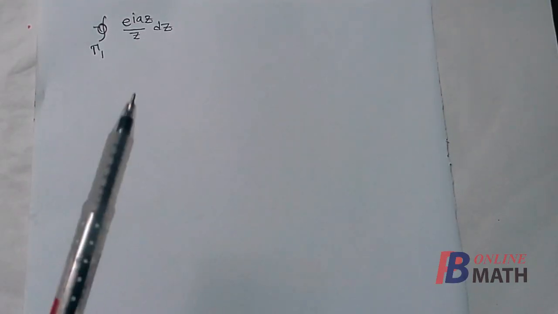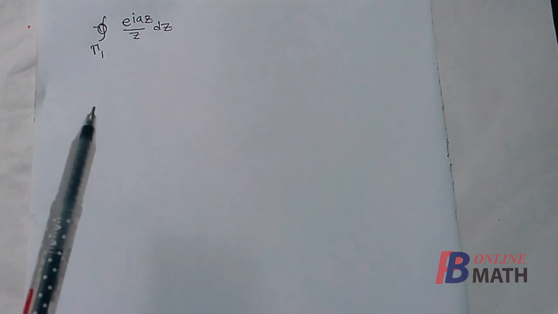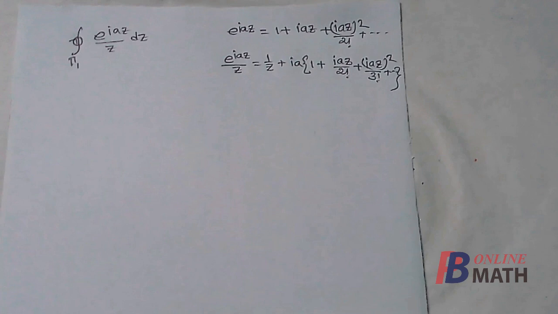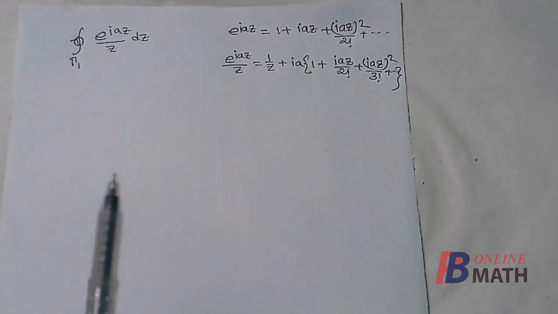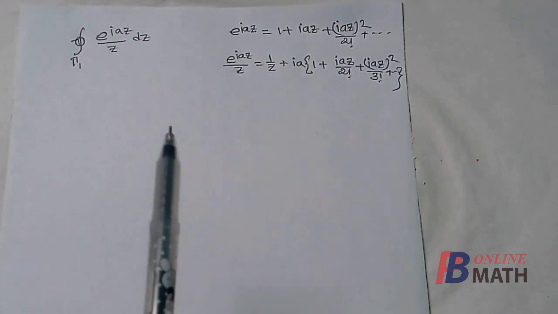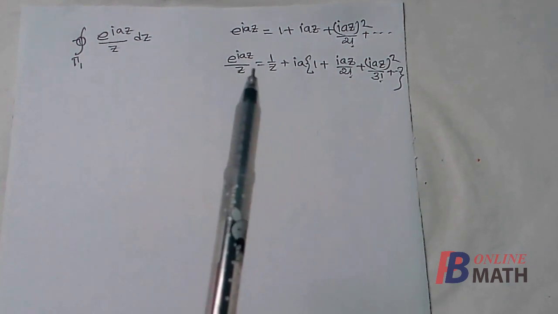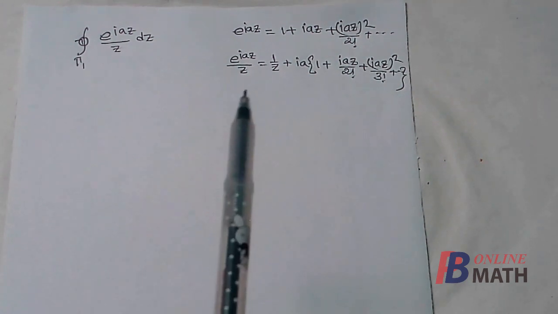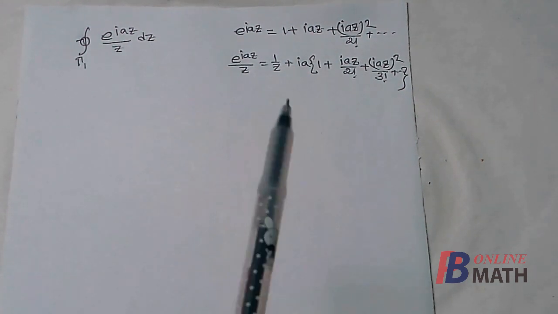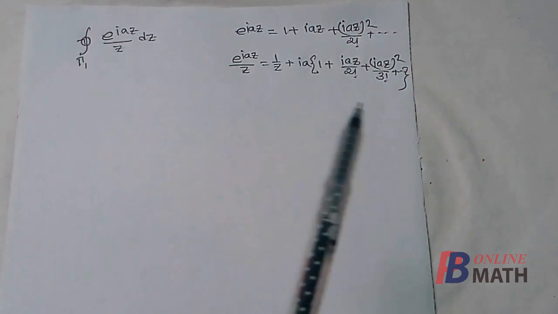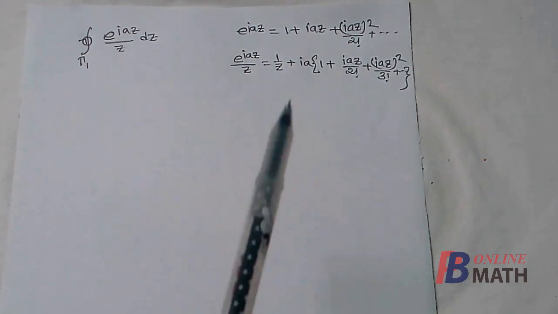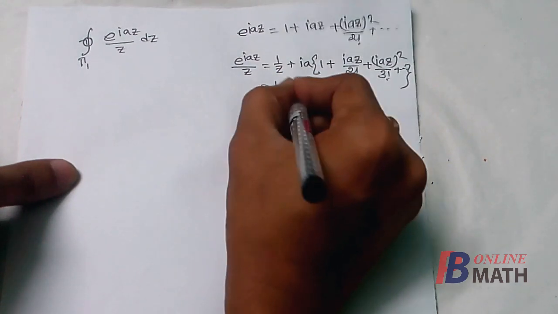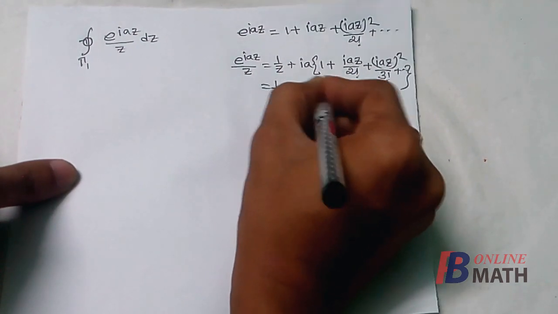First we evaluate the integral along gamma 1, that means the inner semicircle of radius small r. To evaluate this, we first expand the integrand. Now if we expand e to the power iaz, we find this series of e to the power iaz. Now dividing it by z, we find that it is 1 by z plus this one, taking ia common. Now we can write it as 1 by z plus, suppose we call this series phi(z).